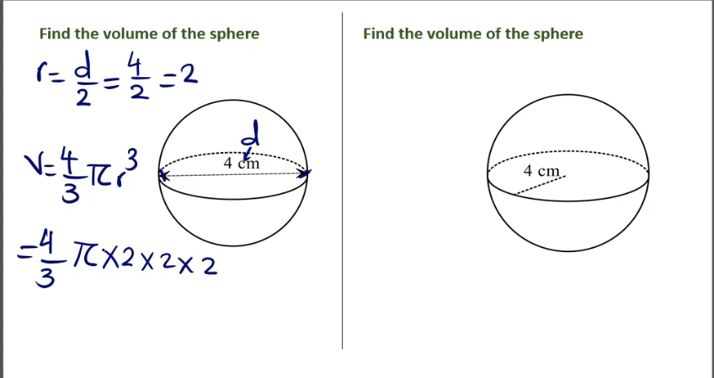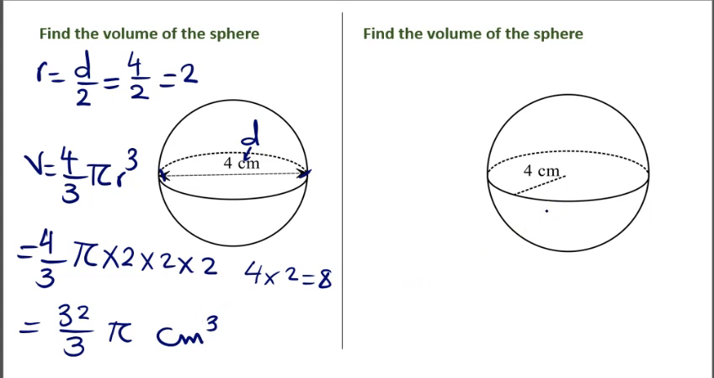Look at this very fatal mistake. 4 times 2 equals 8. We cannot cancel 2 with 4 and make 2. This is very wrong. Okay? So 2 times 2 times 2 is 8. 8 times 4 is 32. 32 pi divided by 3 centimeter cube.